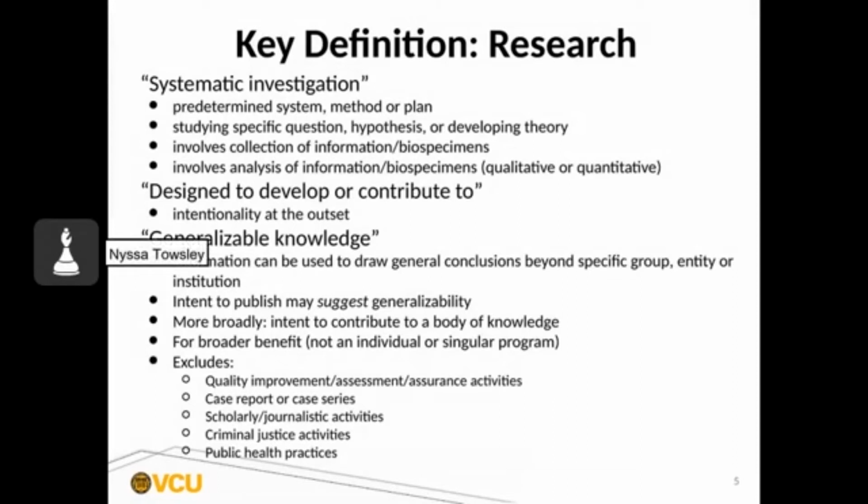There are a few crucial concepts in the regulatory definition of research, so I've broken this definition down into its component parts. First, systematic investigation. A systematic investigation is some kind of predetermined system, method, or plan that is used to study a specific question or hypothesis, or is used to develop a theory. Systematic investigations involve the collection of information or biospecimens and the subsequent analysis of the information or biospecimens.